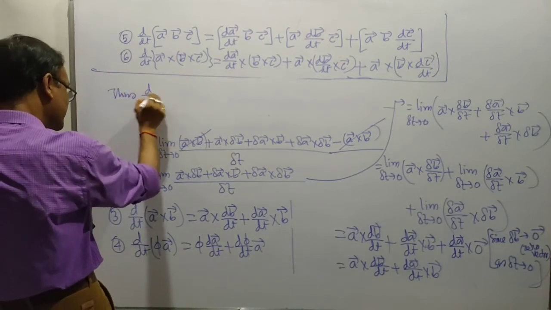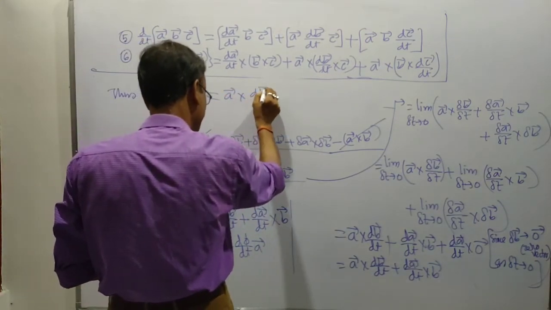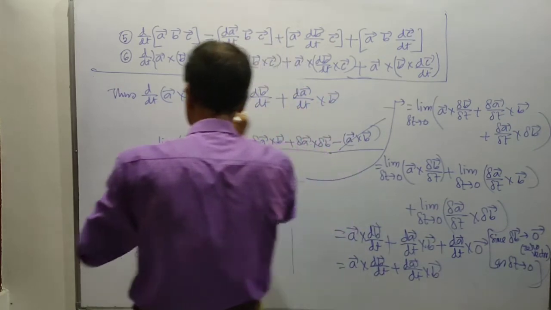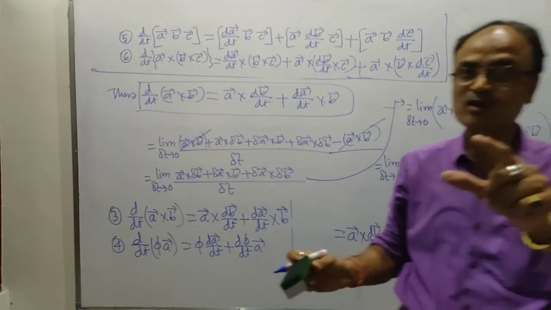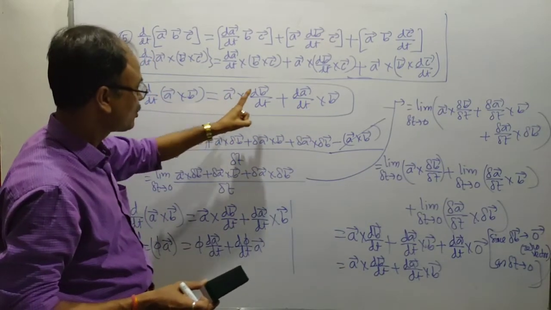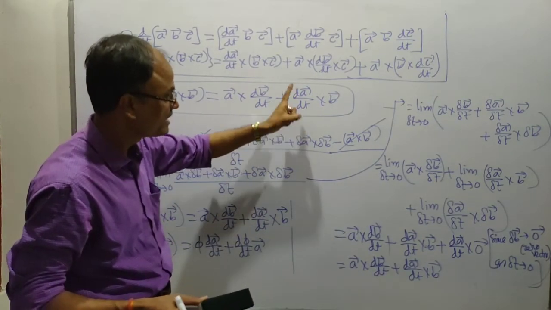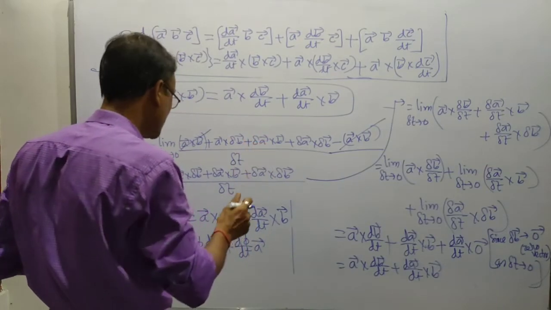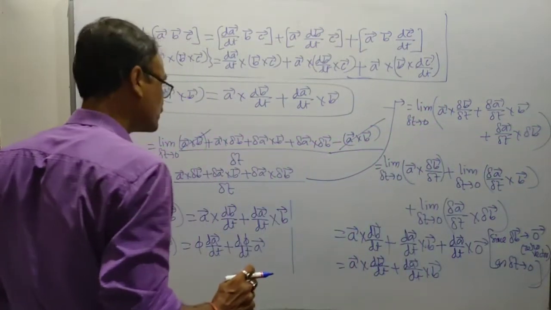Thus, d/dt of A cross B vector equals A vector cross dB vector by dt plus dA vector by dt cross B vector. Remember this: since A cross B equals minus B cross A, you cannot interchange this one. You cannot write B cross dA vector by dt. You must write dA vector by dt first. First write this, then write this. Okay? We have proved this one also. Thus number 3 has been proved here. Now I am going to prove number 4.